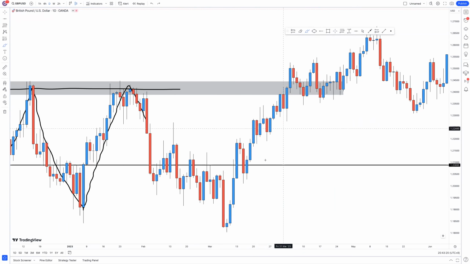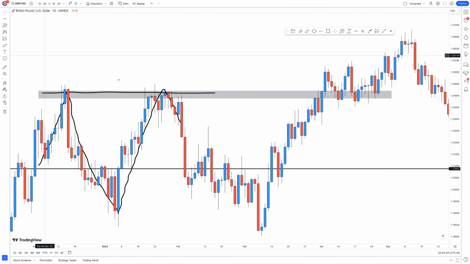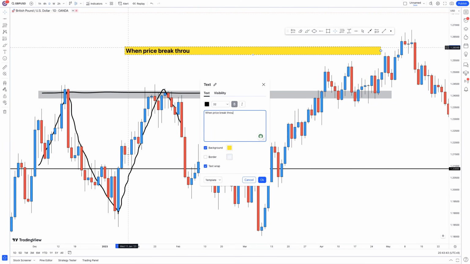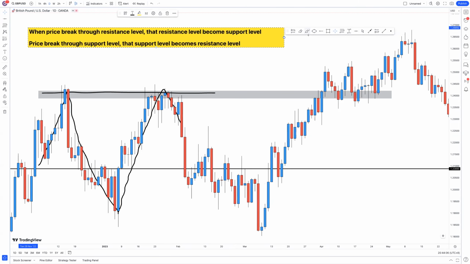But eventually, because this uptrend is so strong, there's a lot of bullish momentum and pressure, it essentially broke out of the resistance level, came back down to retest this resistance level, and now it acts as your support level. So that's another principle I want you guys to learn. When price breaks through a key level like this, when price breaks through a resistance level, that resistance level becomes a support level, and vice versa. So if price breaks through a support level, that support level becomes a resistance level. In this case, price broke through the resistance level and then came back down and it acts as the support level now. You can see one time, two times, support level right now.